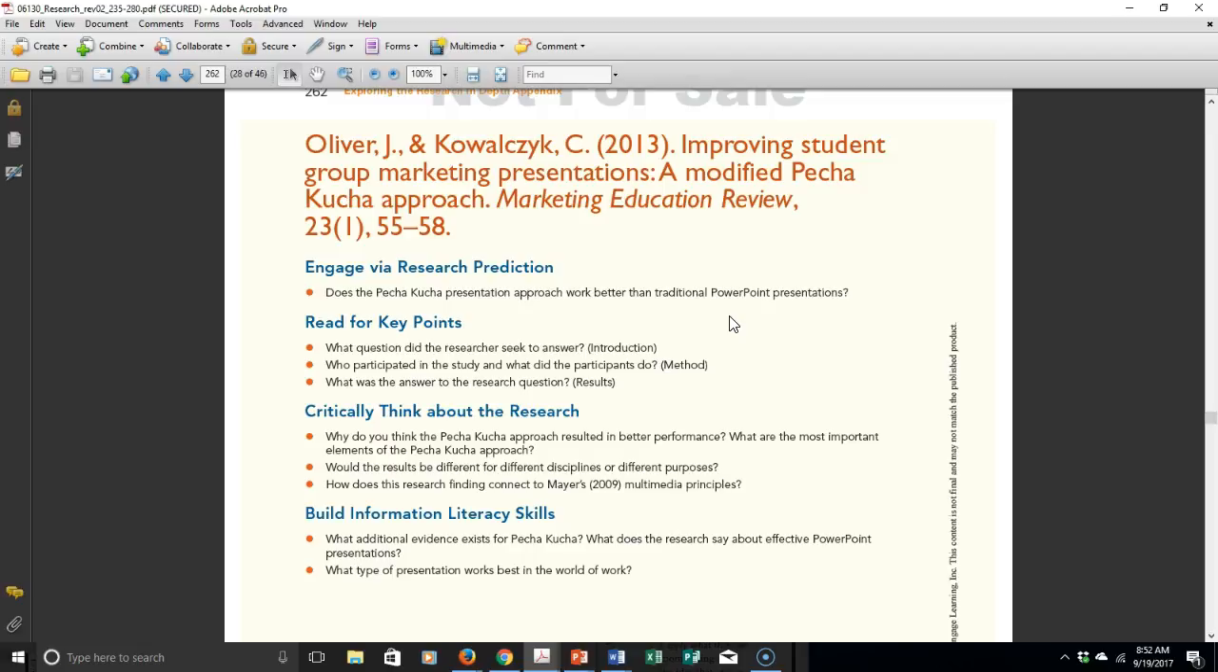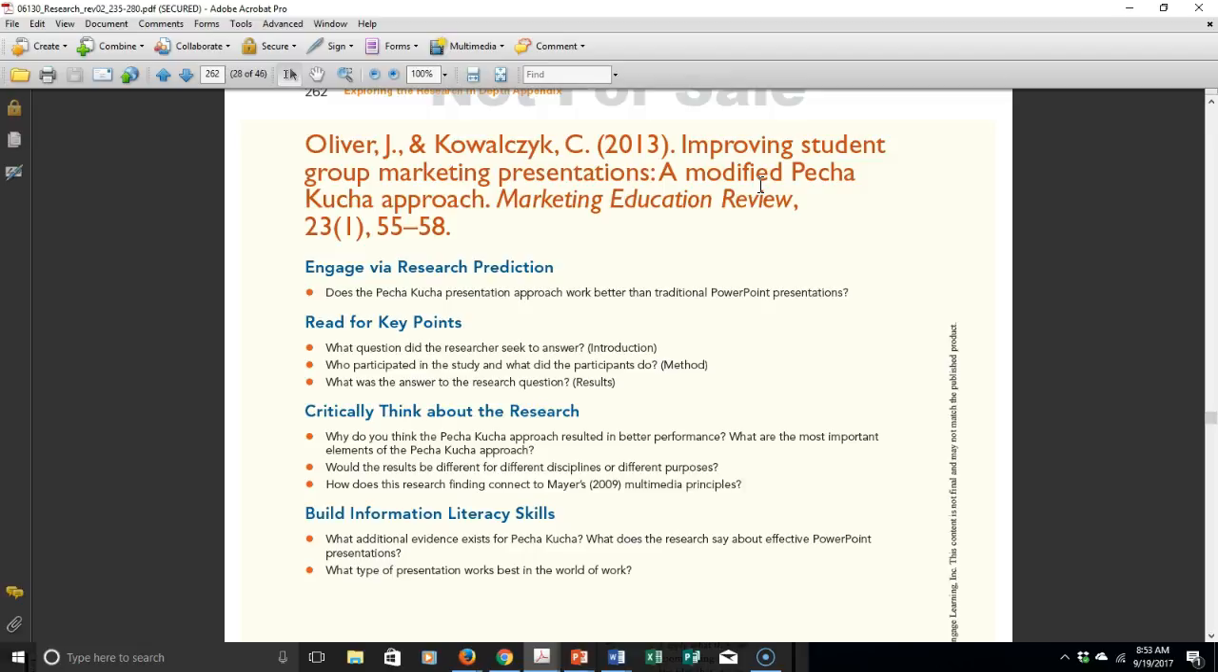So the original Pecha model is for an individual presenter to create PowerPoint slides that have images or graphics on them, and they are only allowed to create 20 slides, and they have 20 seconds per slide. Now, in this particular study, you'll notice it says a modified approach. So they were not quite as rigid in terms of how long a student needs to spend on each slide, but they did make sure that students kept to that 6 minutes and 40 seconds total mark, which is what it counts to if you do 20 slides times 20 seconds each.